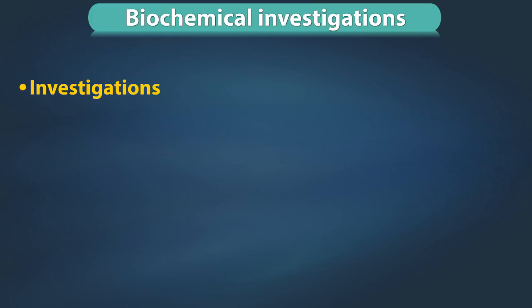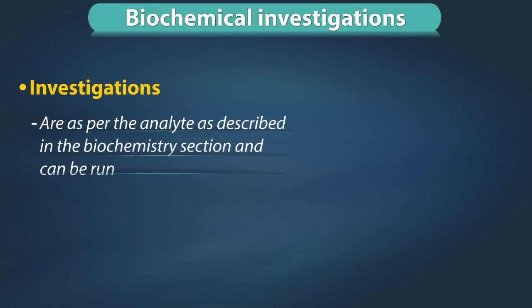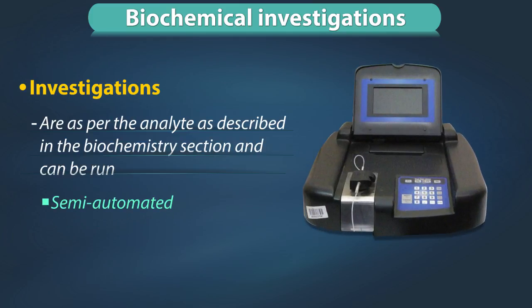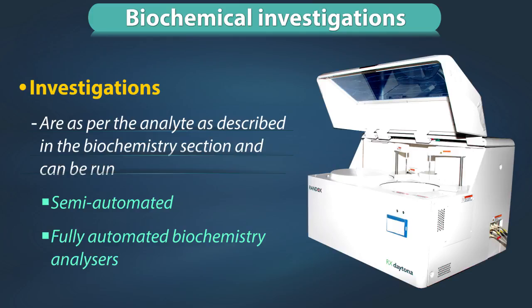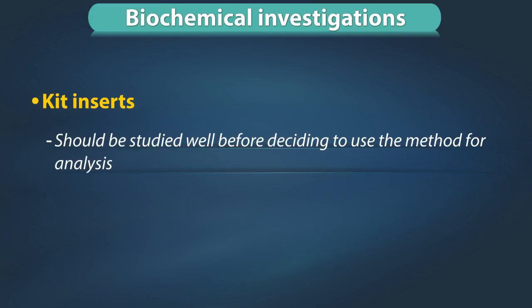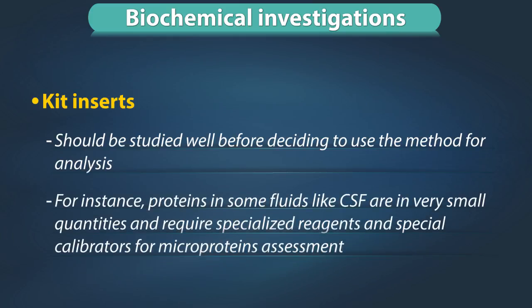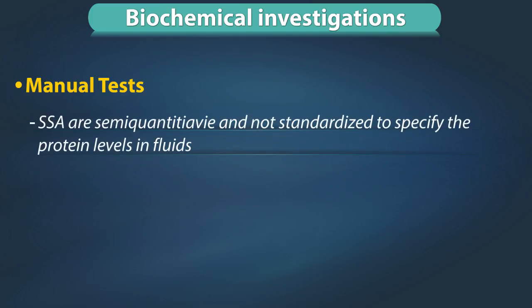These biochemistry investigations are as per the analyte described in the biochemistry section and can be run on semi-automated or fully automated biochemistry analyzers. All kit inserts should be checked before deciding to use the method for analysis. For instance, proteins in some fluids like cerebrospinal fluid are in very small quantities and require specialized reagents and special calibrators for microprotein assessment. Manual tests like sulfosalicylic acid are semi-quantitative and not standardized to specify the protein levels in fluid. Hence, it is important that the lab assess the best method option possible for the equipment they have.